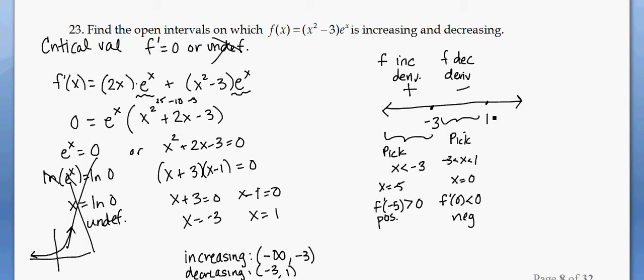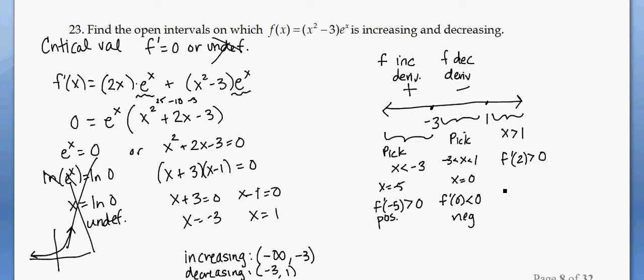All right, and then finally we pick x greater than 1. So let's see, how about 2? So e to the 2 is positive. 2 squared is 4 plus 8 minus 3. So that's going to be a positive number as well.